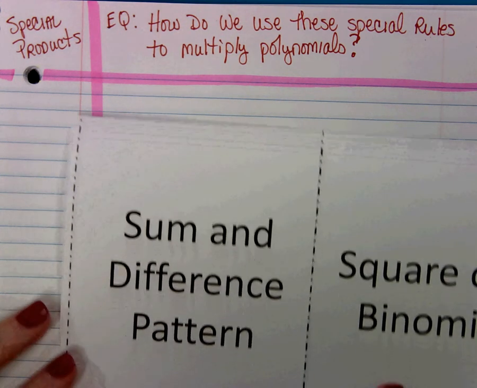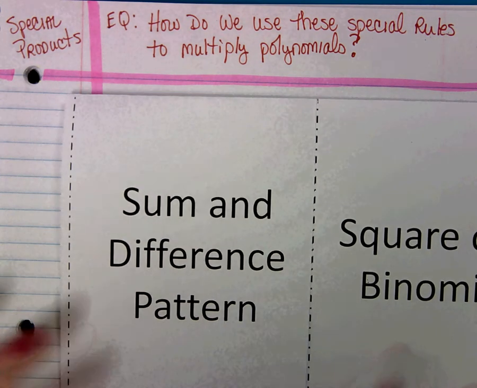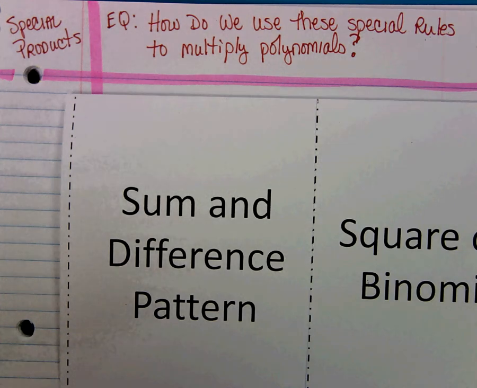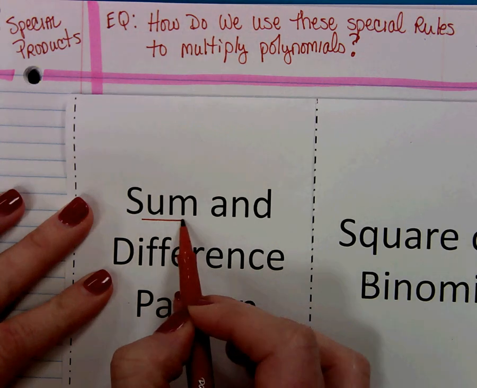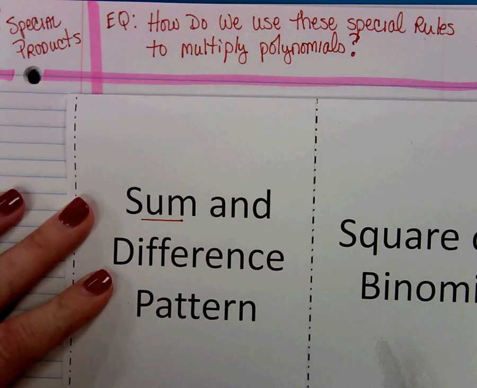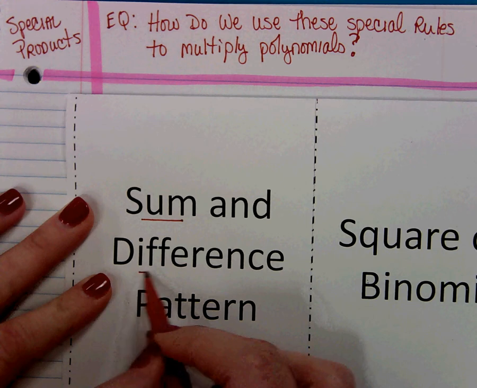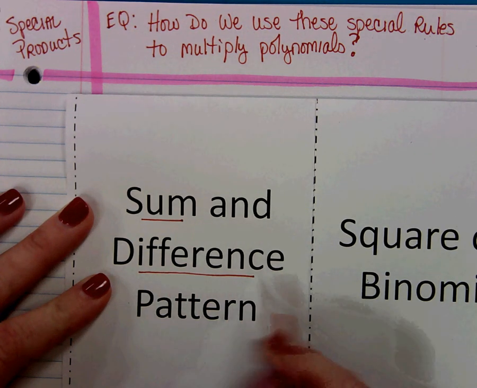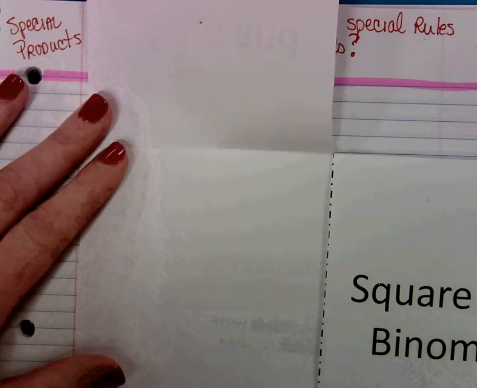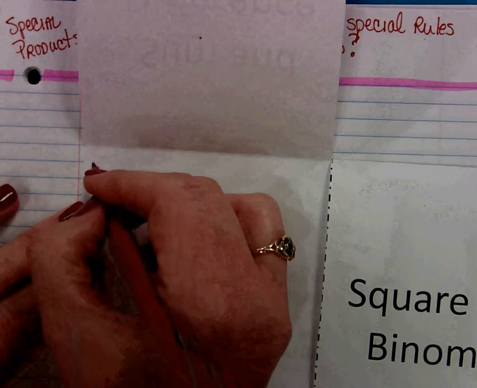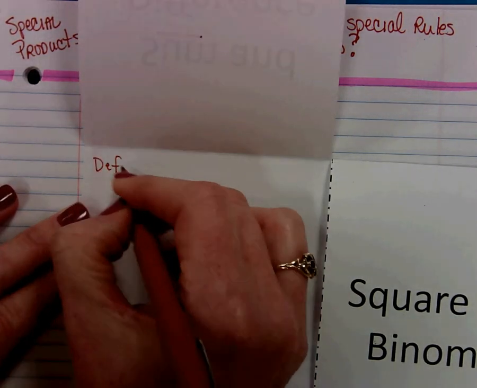Okay, our first special rule that we're going to talk about is called the sum and difference pattern. And that's really important because you're going to see that one binomial is going to be a sum, an addition, and the other one is going to be a difference, a subtraction. Okay, so this is the definition of the rule. This is the algebraic definition.